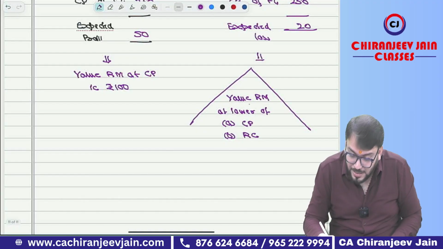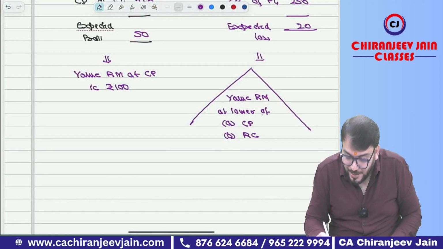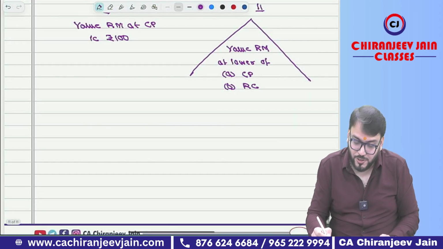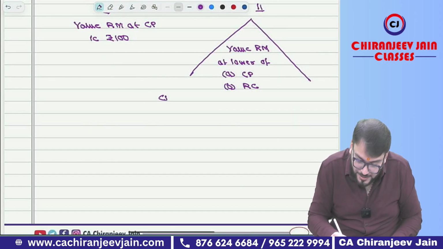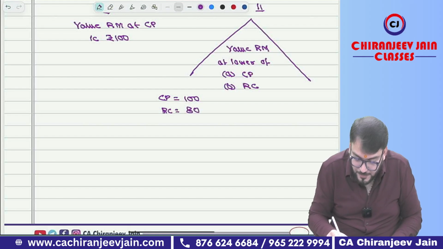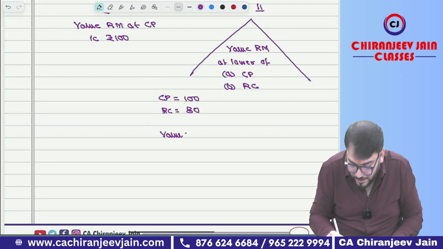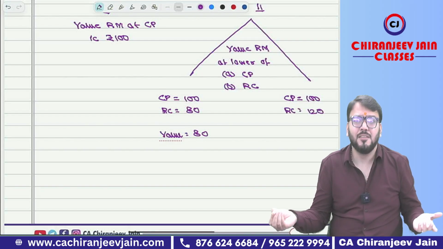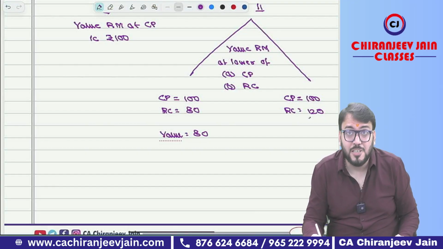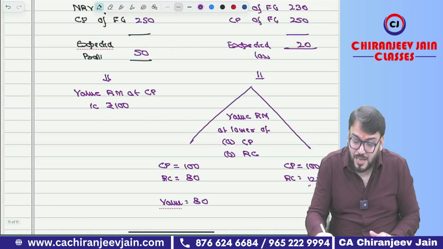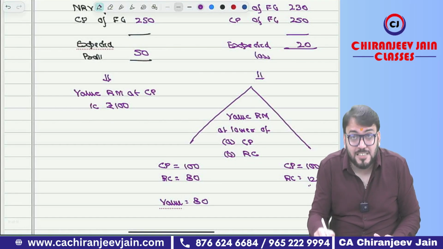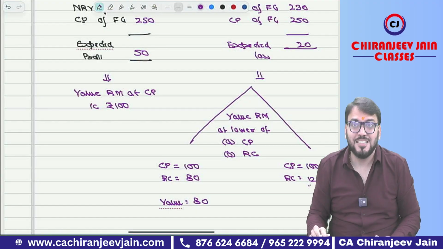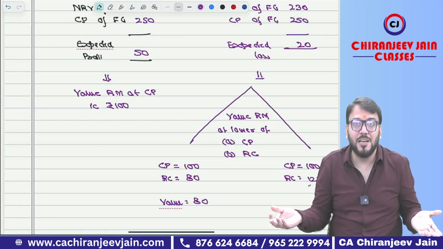Therefore AS 2 says to value raw material at the lower of cost price or replacement cost. In this case, cost price is 100 and replacement cost is 80, therefore value is 80. Or cost price can be 100 and replacement cost 120. It means this can also be a possible reason that of course we are selling at a loss, but the reason is not the decline in the price of raw material. There can be other reasons.